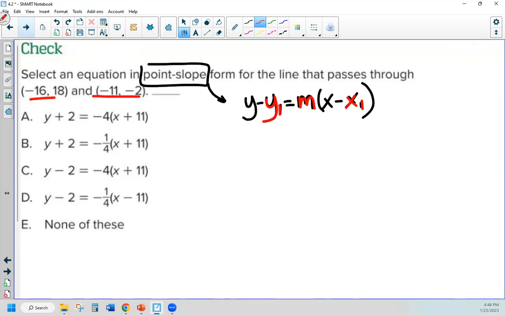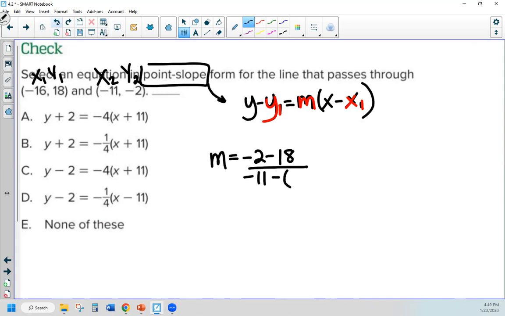Okay, so I do have x and y, which I can use right here and right here, but I need a slope. So I'll go ahead and use my x and y points so I can find slope. So let's go ahead and find slope. I'll call this x1, y1, and we'll call this x2, y2. So based on how I have it written, that's -2 minus 18 and -11 minus -16. Okay, so what do we got here?